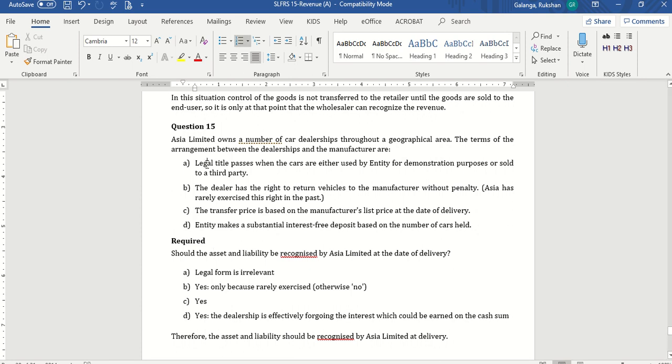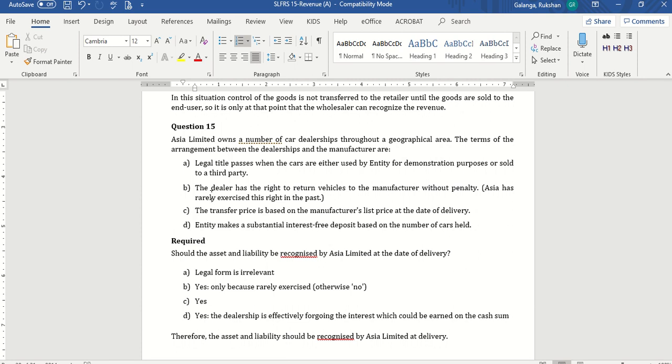Legal title passes when the cars are either used by the entity for demonstration purpose or sold to a third party. So legal title, you can see, is irrelevant. Right. Second one, the dealer has the right to return the vehicles to the manufacturer without penalty. Asia has rarely exercised these rights in the past.